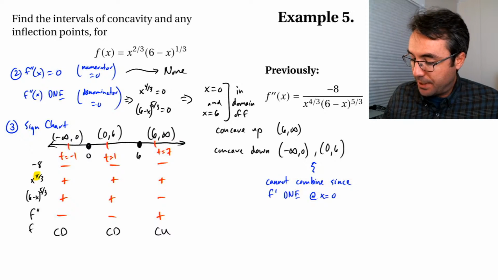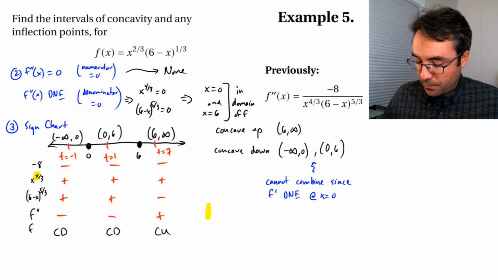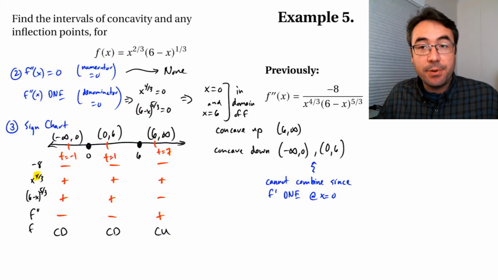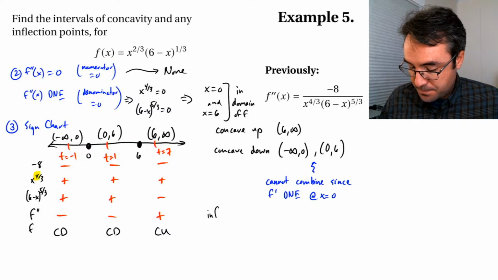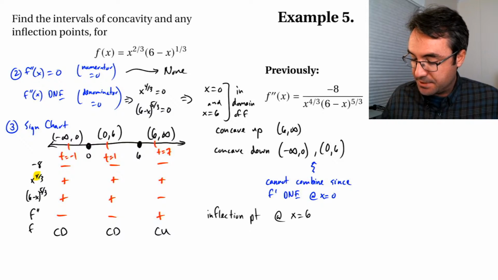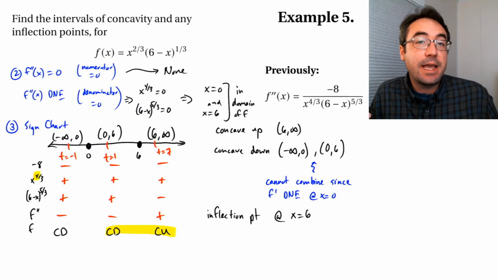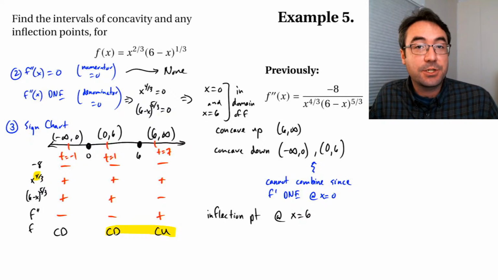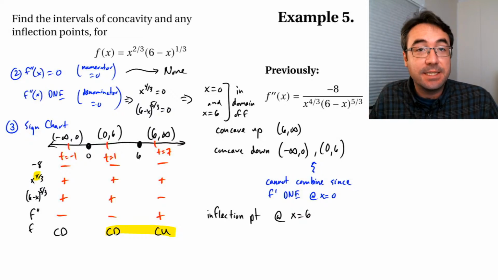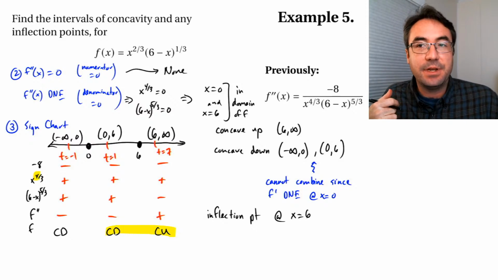What about inflection points? Well, we want to look for where our graph changes shape. And we see that at x equals 6. We see that right here. We go from concave down to concave up. We have a change in concavity there, which means we have an inflection point at x equals 6. And x equals 6 is in the domain of our function, so we do indeed have an inflection point there.